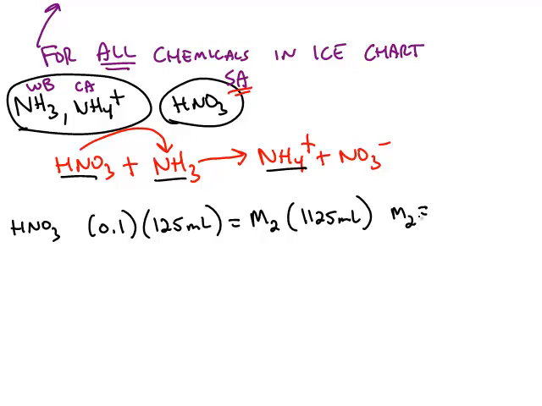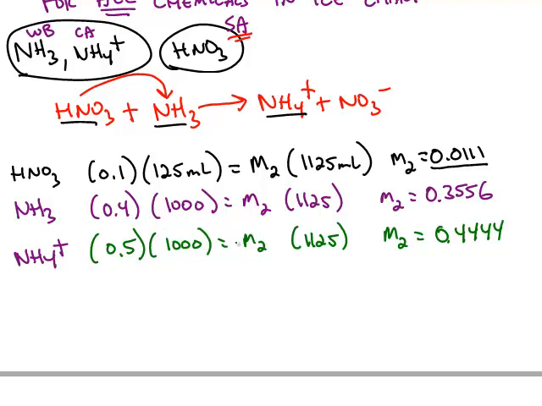So the nitric acid concentration decreased from 0.1 down to 0.0111. And we want to carry out a lot of decimal places when we do this so we don't make a rounding error in our ICE chart. We're also going to do this for ammonia and ammonium. So here I completed M1V1 equals M2V2 for the ammonia and the ammonium. They both were 1,000 milliliters initially. Notice the total volume for a solution has to be the same for every chemical in that solution, 1125 in this case. And so we have our diluted molarities.